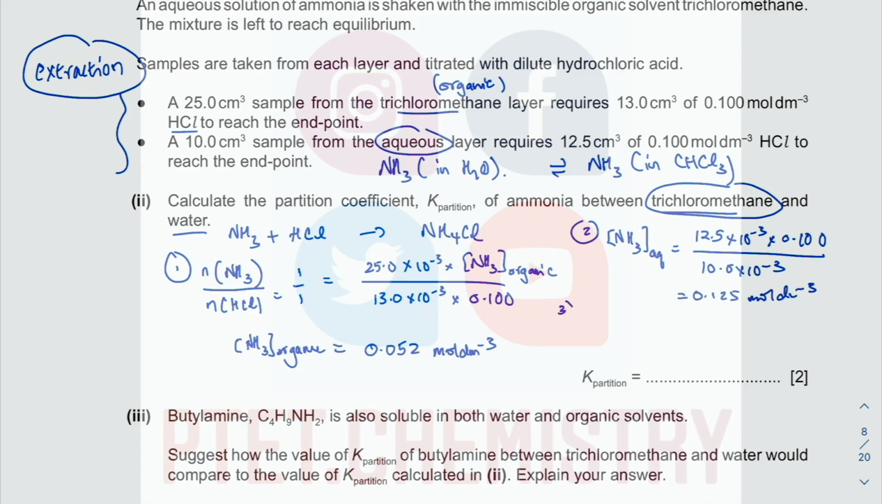So guess what? Kpc is going to be the concentration of NH3 in CHCl3 divided by the concentration of NH3 in water. Equilibrium constant, right? Whatever is on the right over the concentration of whatever is on the left. So that's going to be 0.052 divided by 0.125.